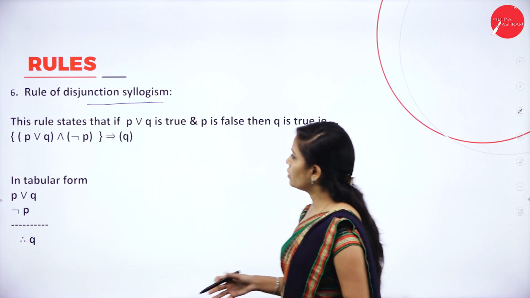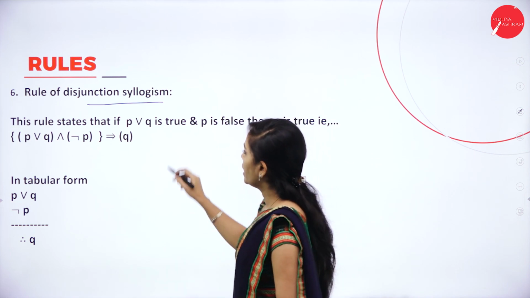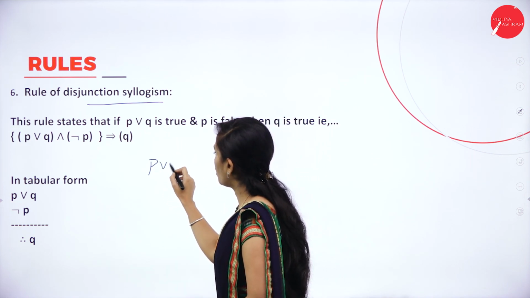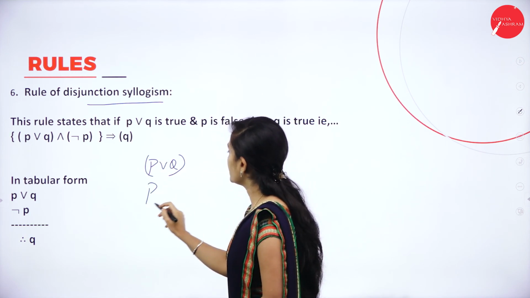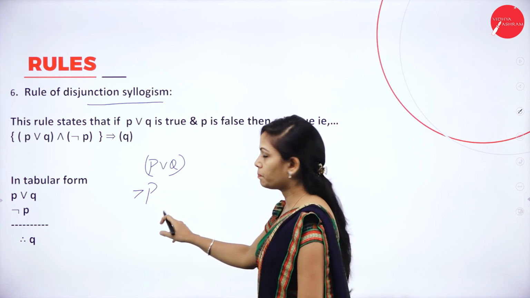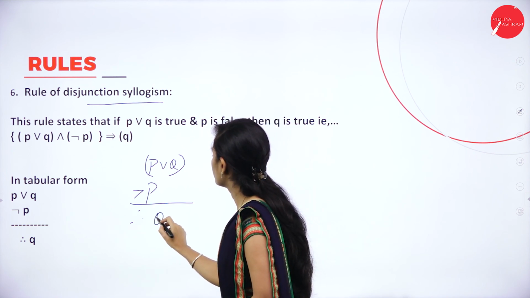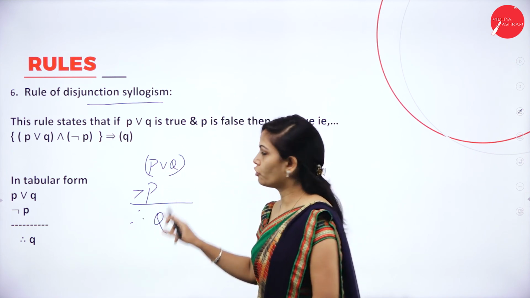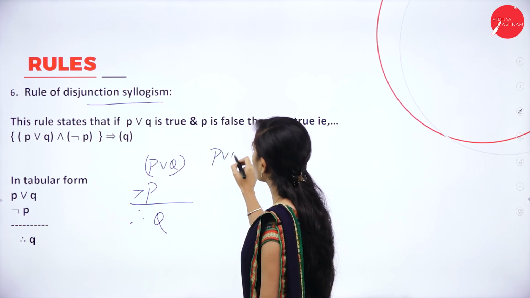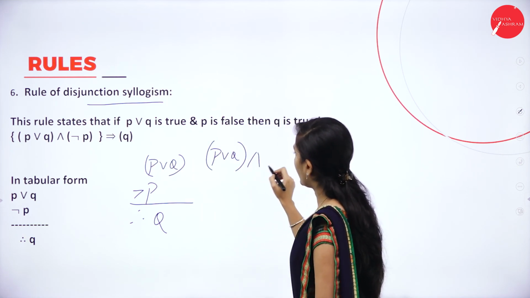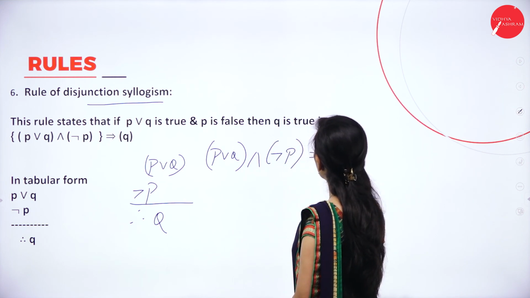This is another rule in rule of inference, disjunction syllogism. This rule states that if P or Q is true and P is false, P is false means negation P, then Q is true. So, this is tabular form of this statement. So, I will write the statement. If P or Q is true and negation P is false, then Q is true.